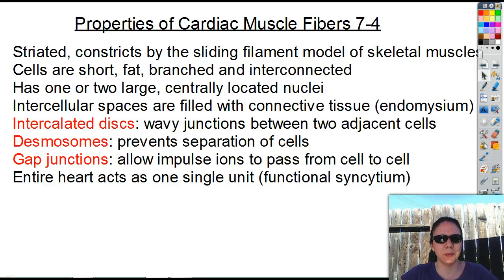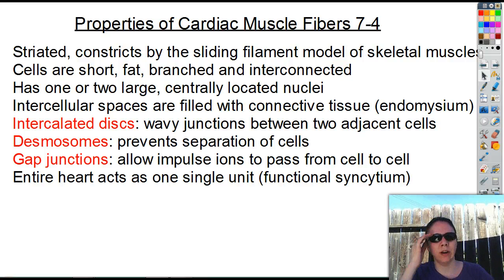They also have these special things called desmosomes, which are kind of like a superglue. Superglues the cells together. And then we have gap junctions, which are little holes that line up perfectly, and that allows ions to pass from cell to cell so they can talk to each other.